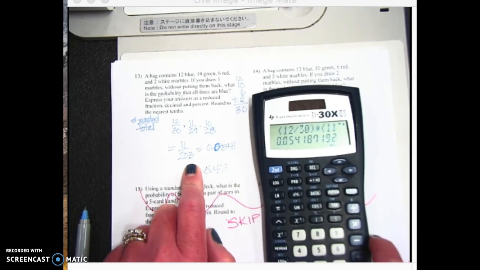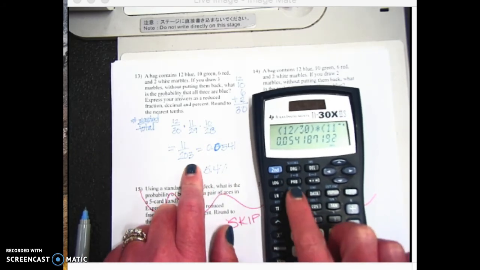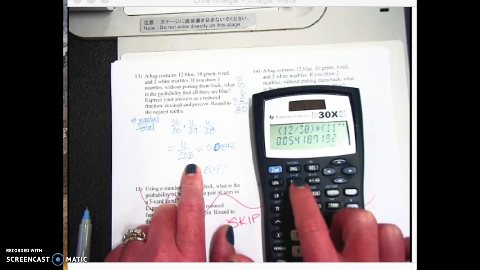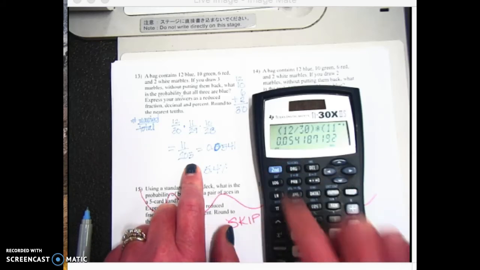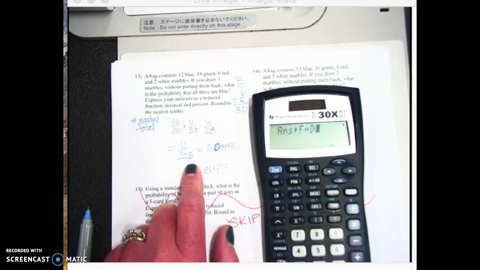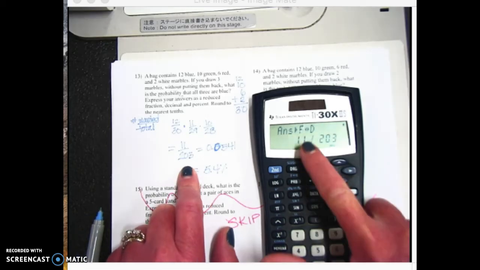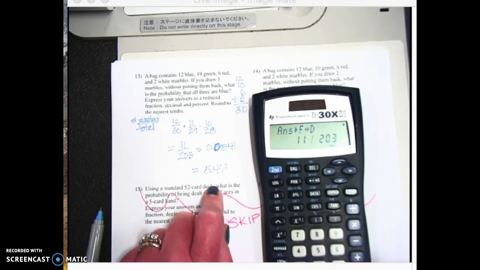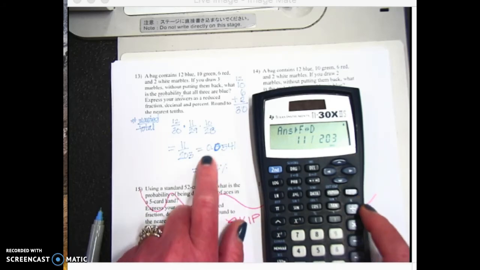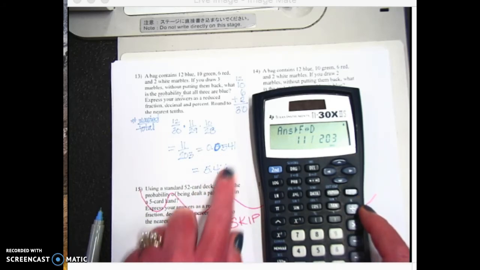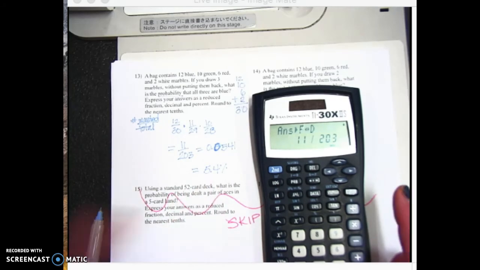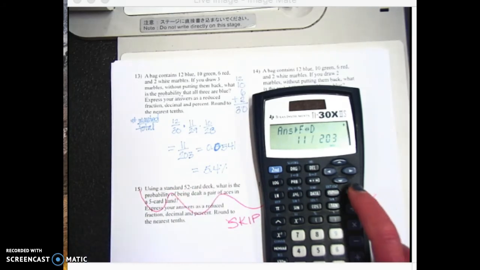But you also might not know about this button on your calculator that'll switch from a fraction to a decimal. See right here where it says F to D? So you're going to hit second, F to D, hit enter, and it's going to tell you that the reduced fraction is 11 over 203. And then to change that to a percent, you just move the decimal 2 to the right, or you can multiply it by 100 on your calculator, either way.